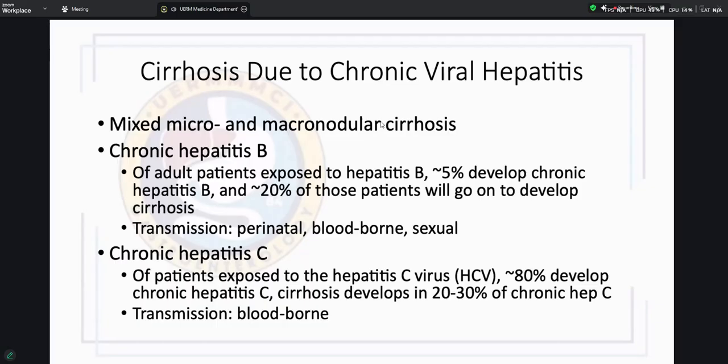For chronic hepatitis C, of patients exposed to hep C virus, 80% develop chronic hepatitis C, and of those, around 20 to 30% will develop cirrhosis. So, hepatitis C causes slow progressive fibrosis, and this develops over decades. So, the cirrhosis is usually seen after 20 to 30 years. And the mode of transmission is usually bloodborne. So, fortunately, hep C is rare.